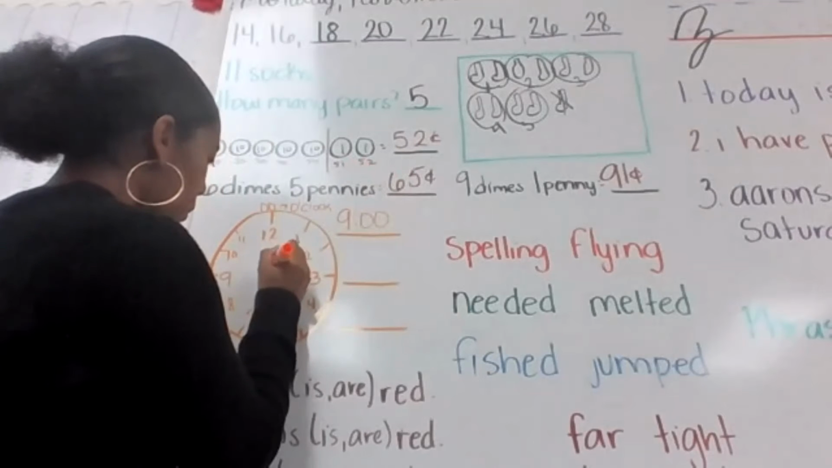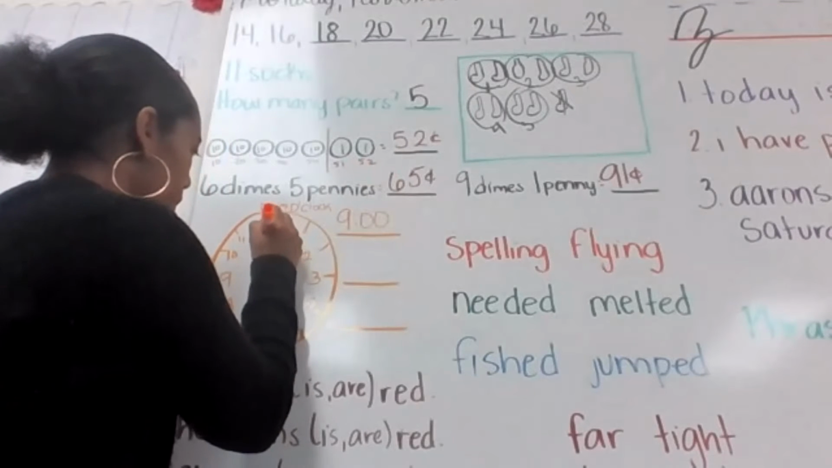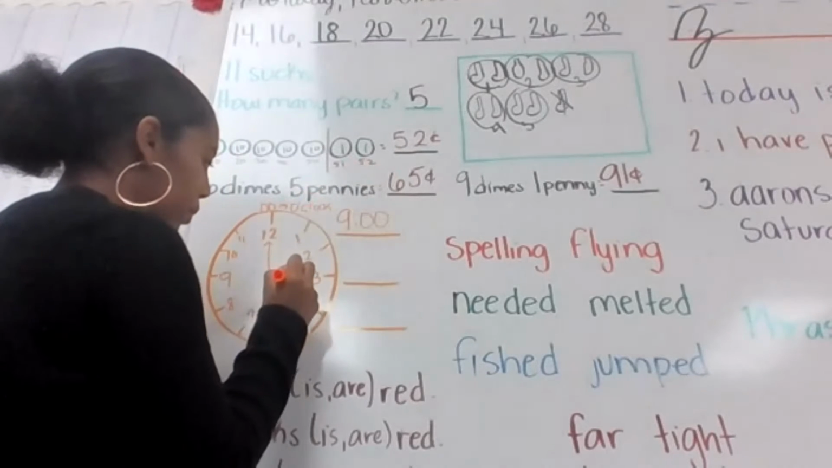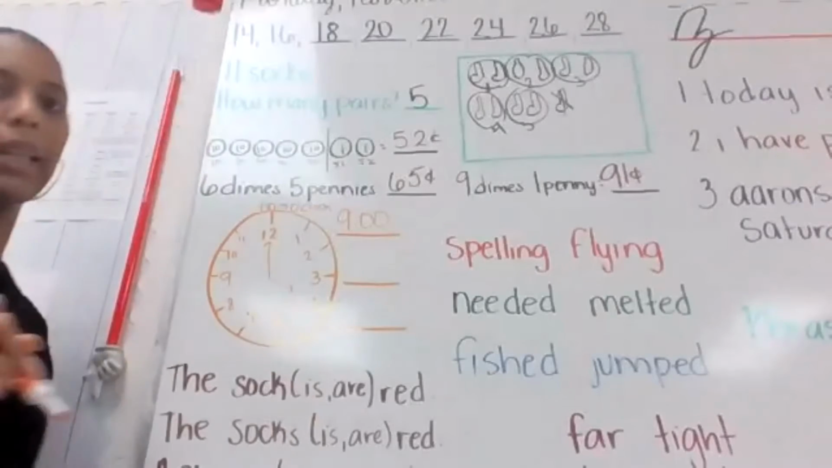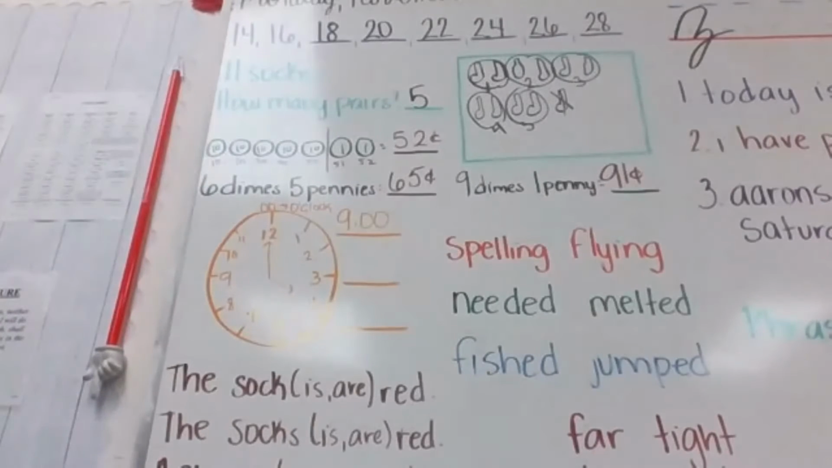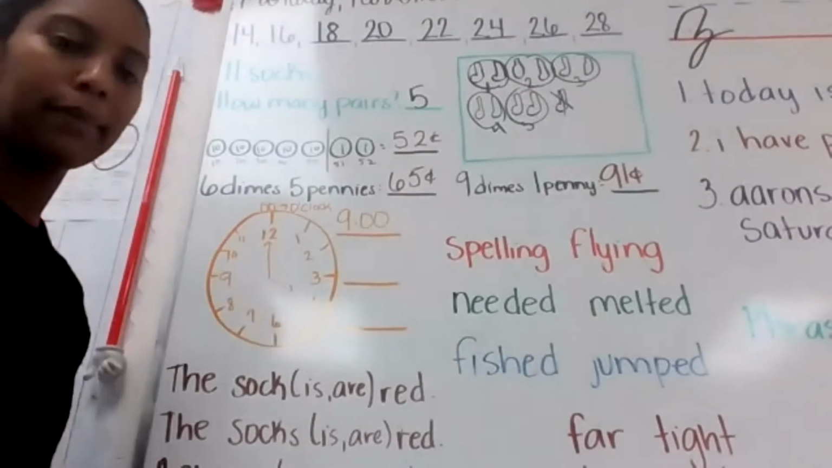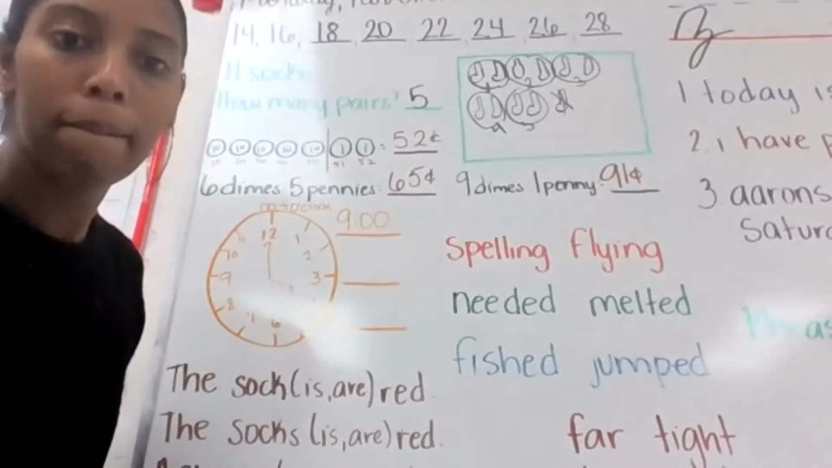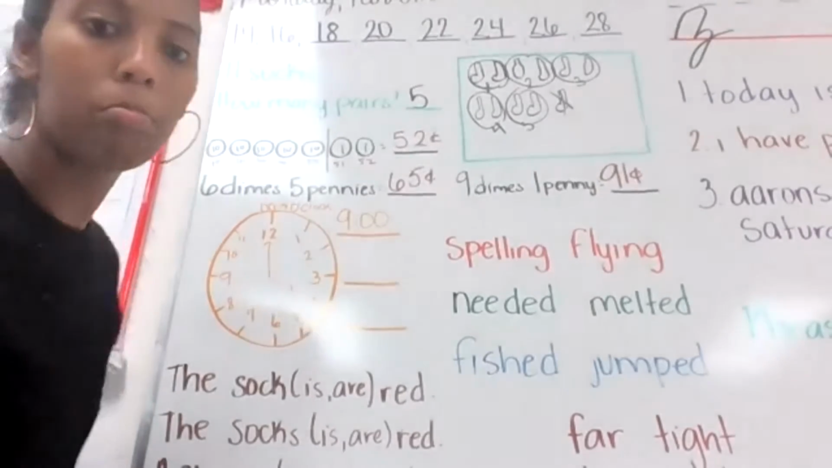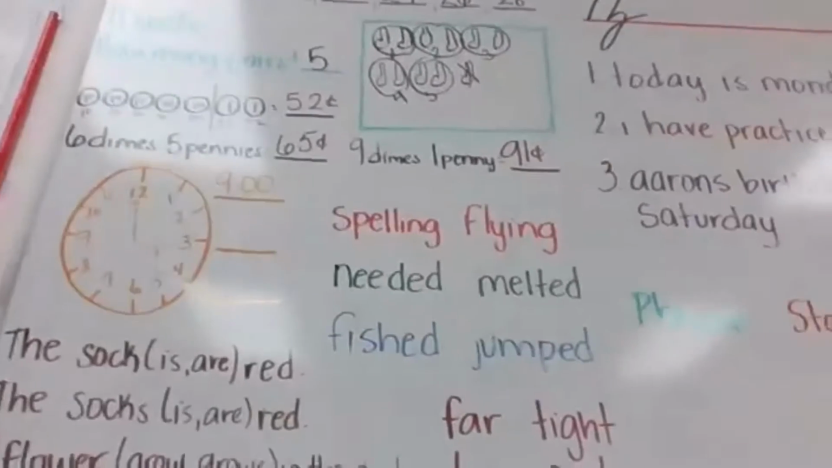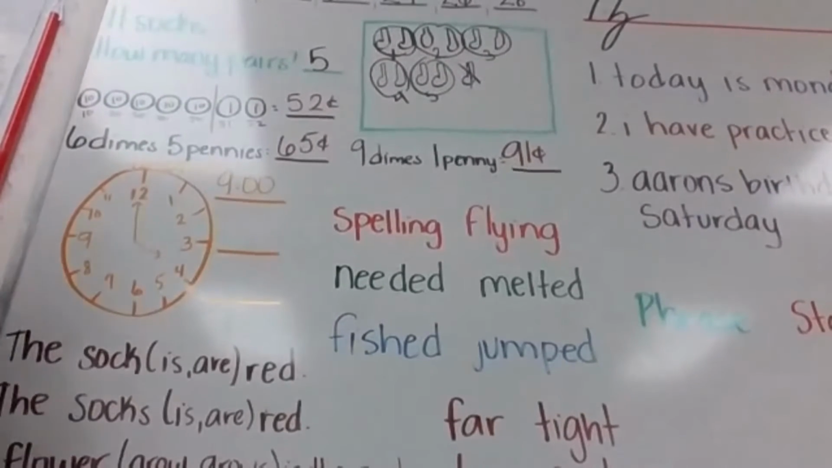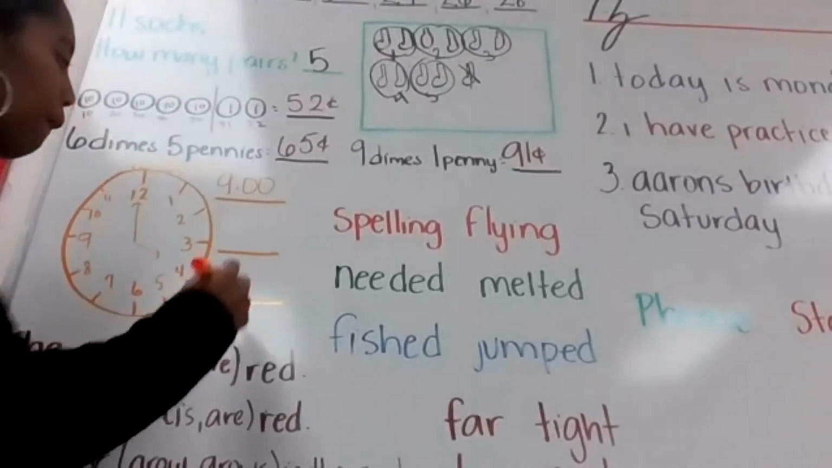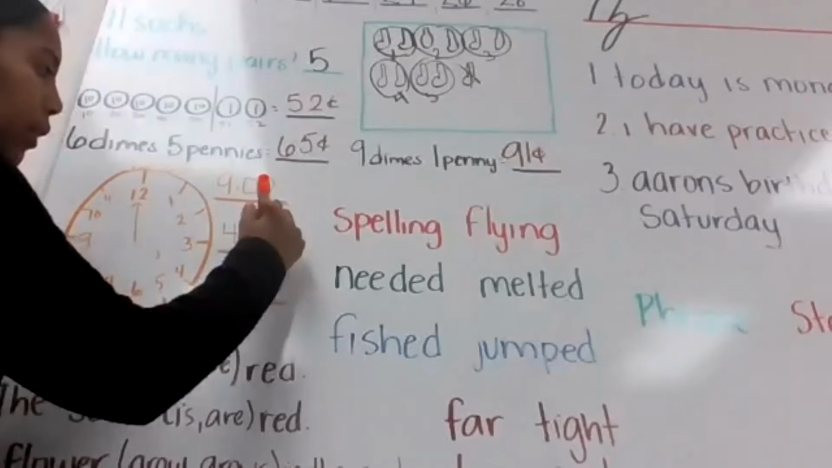Okay, another one. What time would it be here? Dennis. 3 o'clock. Look at it again. Look. 4 o'clock.